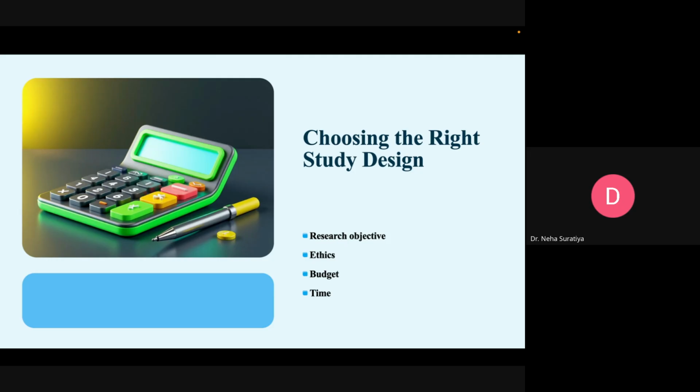Third, budget. Clinical trials are expensive. A large RCT may cost millions of dollars, and researchers with limited resources may choose observational studies, maybe cross sectional or retrospective, because they are less costly. Fourth, time. Some questions require answers quickly. In an outbreak investigation, researchers cannot wait 10 years for a cohort type of study. So a case control study may provide answers much faster.